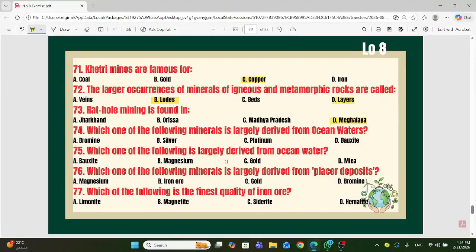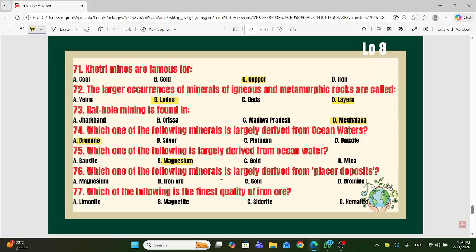Which one of the following minerals is largely derived from ocean water: bromine, silver, platinum, bauxite? No, bromine. Which one of the following is largely derived from ocean water: bauxite, magnesium, gold, mica? Magnesium.